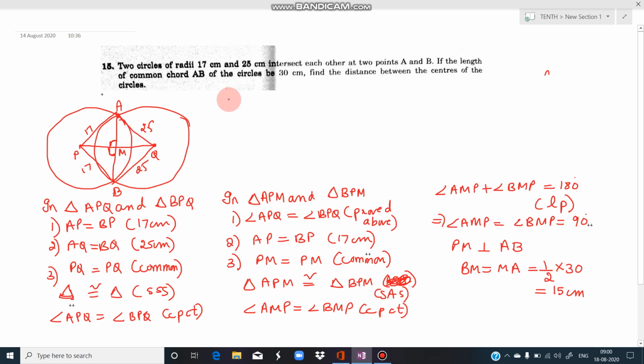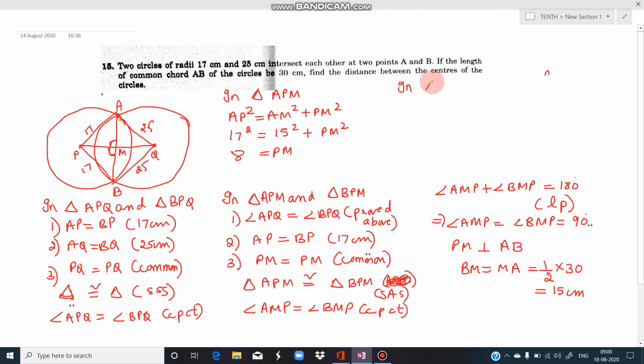Now we just have to apply Pythagoras theorem in the two triangles. We have to find the length of PQ, the distance between the two centers. First of all, we take the triangle APM, that is AP square is equal to AM square plus PM square. This is 17 square, AM is 15 and PM we have to calculate. So hence we are getting that PM is equal to 8.